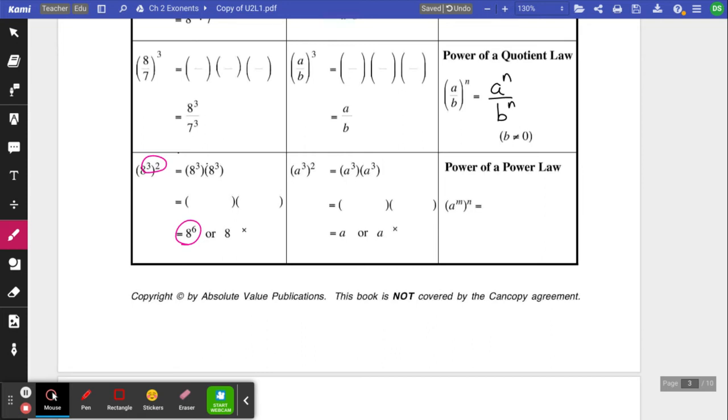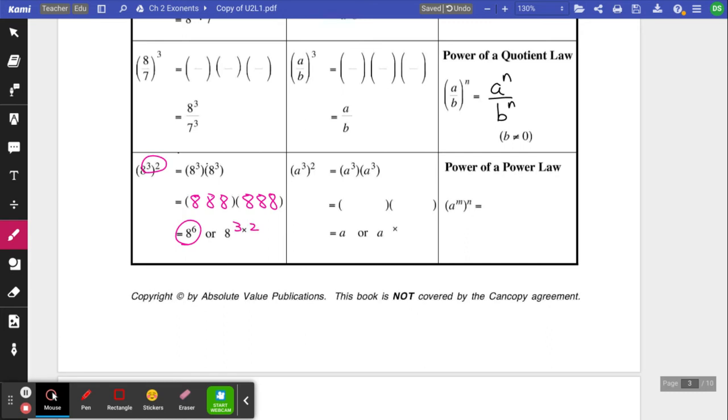A to the third squared, when you square something, means you have to multiply whatever's inside by itself 2 times. So this becomes a to the third, a to the third. Well, that's the same as a, a, a, a, a, a. Oh, that's a to the 6.